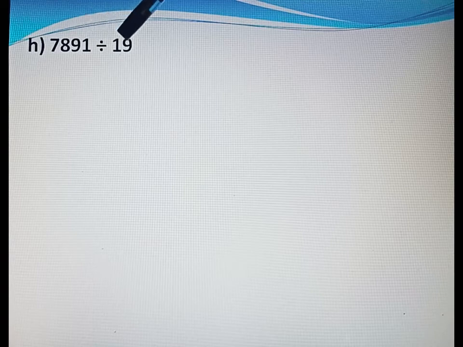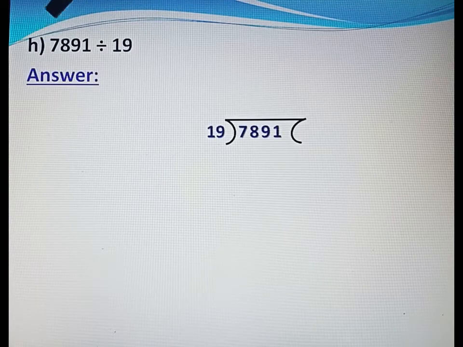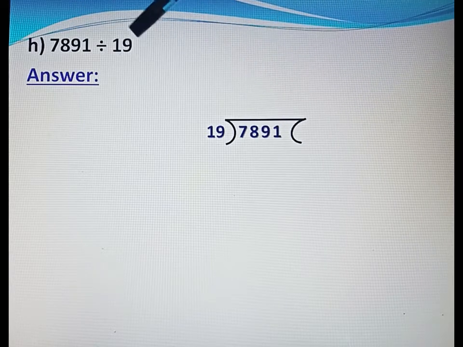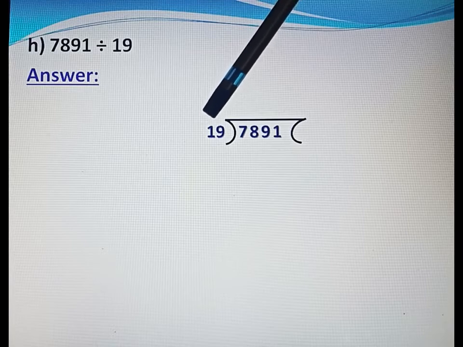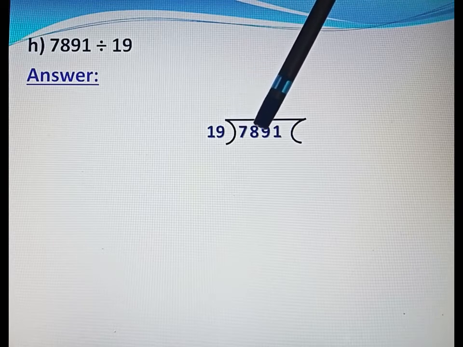7891 divide 19. We will divide 7891 by 19. Answer. 7891 is dividend, so we have written here, and 19 is divisor, so we have written on left side. Now see 19, it is 2-digit divisor, so we will take first 2 digit, that is 78, it becomes 78.